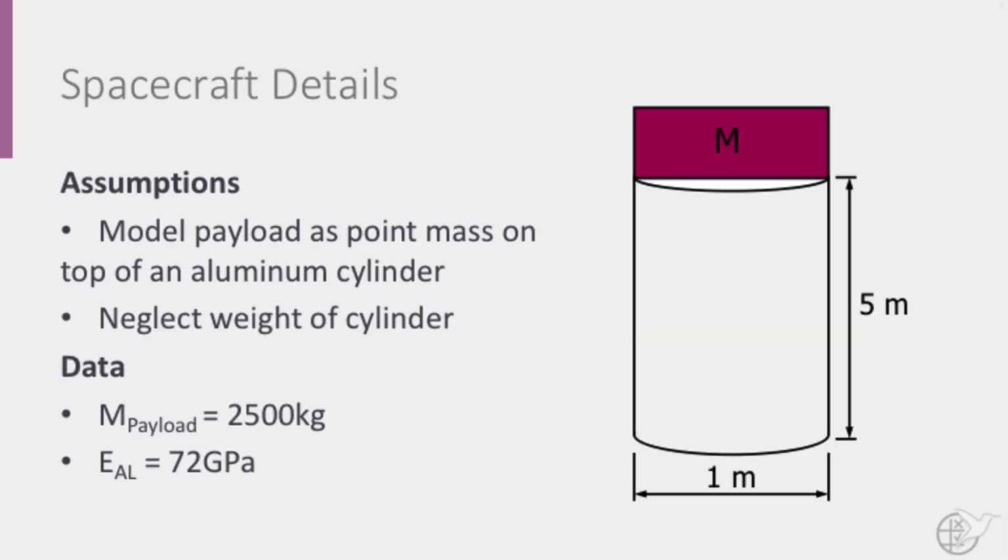In axial direction they are 6 G and in lateral direction 1.5 G. Let us have a quick look at the spacecraft dimensions as well. We may assume that we can model the payload as a point mass on top of an aluminum cylinder, and that the weight of this cylinder may be neglected compared to the mass of the payload of the spacecraft. The mass of the spacecraft is equal to 2500 kilograms and has a height L equal to 5 meters and a diameter of 1 meter.